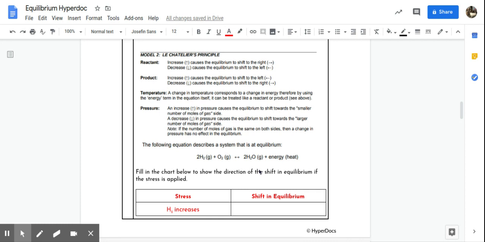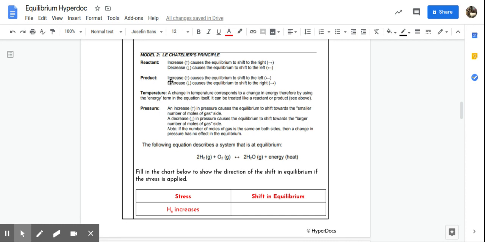So now let's talk about temperature. Temperature is like a reactant or a product. So if we add energy, if we increase the temperature, we're going to shift the other way, because that's increasing a product. So we would shift to the left. If we decrease the temperature, if we decrease the energy, that means we would shift to the right, just like here, because in this reaction, or in this system, energy is a product. You can also have energy as a reactant, but here we don't. We have it as a product. So we would go with the product rules for temperature.